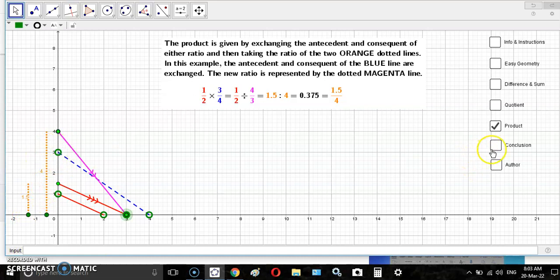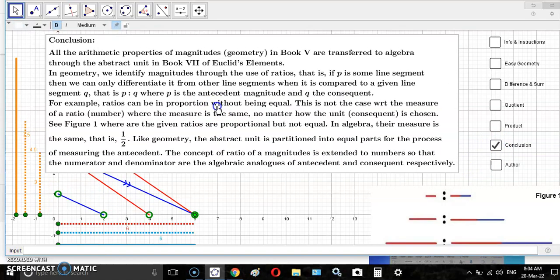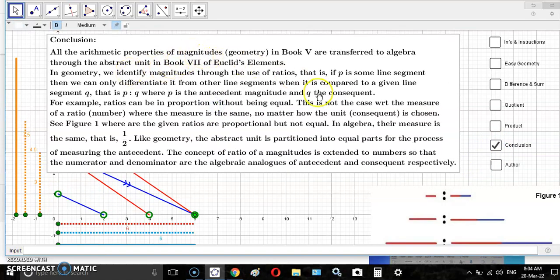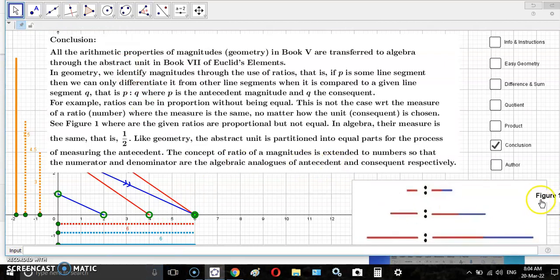Okay, so now, what's the conclusion of this whole thing? Well, let's see. The conclusion says that all the arithmetic properties are transferred to algebra through the abstract unit in Book 7 of Euclid's Elements. So what does it mean through the abstract unit? I've talked about that a lot, so let's quickly go over it. I'll explain it. In geometry, we identify magnitudes through the use of ratios. So that is, if P is some line segment, then we can only differentiate it from other line segments when it is compared to a given line segment, another line segment, Q.